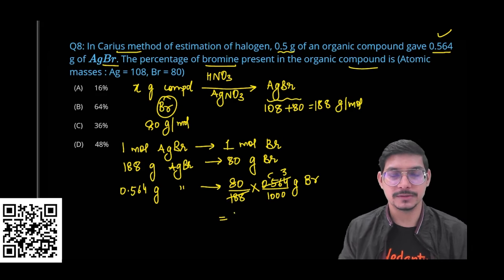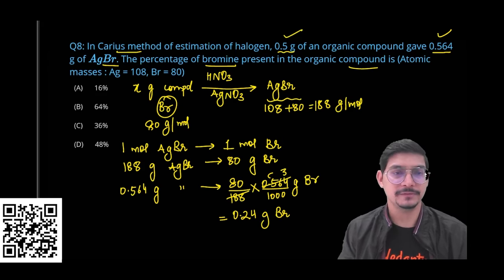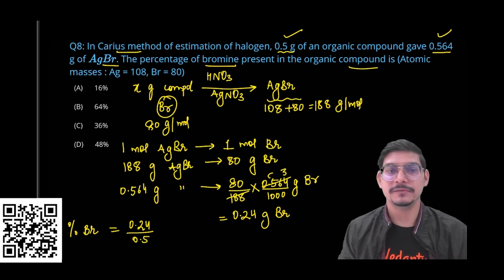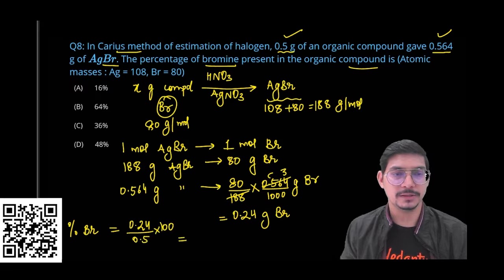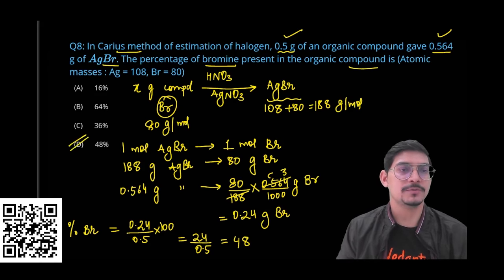Now, if we do this calculation, this is simple, right? So this is 0.24 gram Br. So the amount of Br, that is bromine, present in the compound is 0.24, but the mass of the organic compound was 0.5. So the percentage of bromine in the given compound would be the mass of bromine, which we have just seen is 0.24, divided by the mass of compound, which is 0.5 gram, multiplied by 100. So this will be 24 divided by 0.5, which is 48%. So the amount of bromine present in the organic compound expressed as mass percentage is 48. So option D is the correct answer.